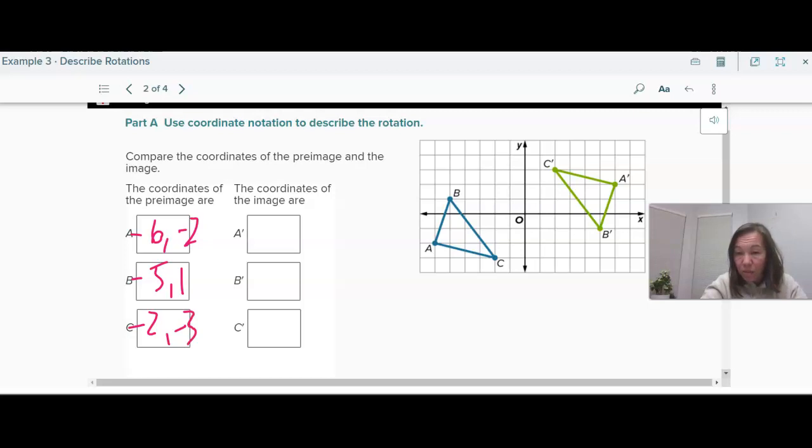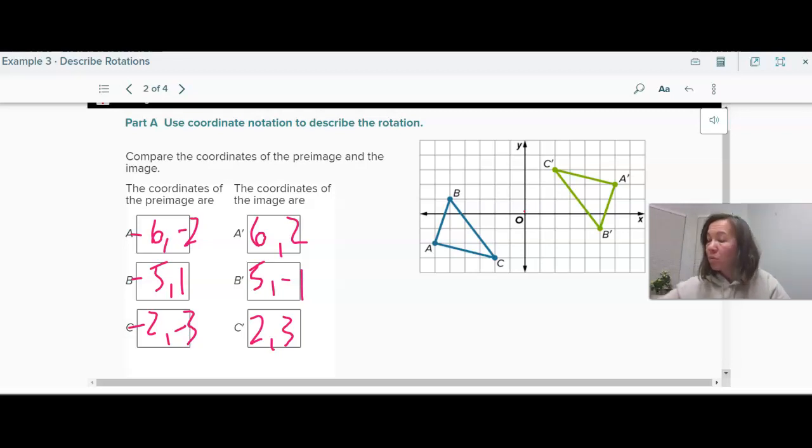Now the image: C is 2, 3, A is 6, 2, and B is 5, -1. If you look at each of these, the x and y are in the same position, but they're exactly opposite of each other. So if you go back to page 458, which rotation keeps x and y in their same spot but with the exact opposite sign? That one was a 180-degree rotation about the origin. So this is a 180-degree rotation.